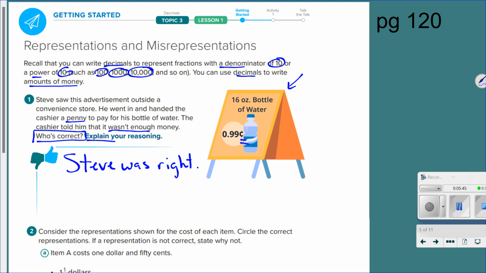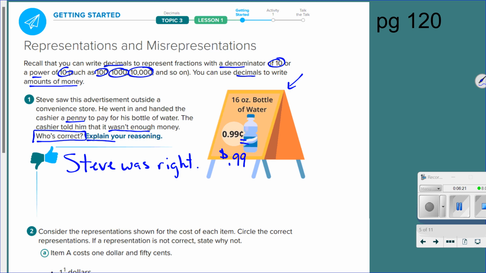Guys, right there is the problem. The store used the wrong symbol. They used the cent sign. So what they wrote was 99 hundredths of a cent. Meaning that if he gave them a whole penny, they actually owe him 1/100th of a penny back. Now, this was probably a typo, and what you guys all automatically assumed was it was that. Okay?